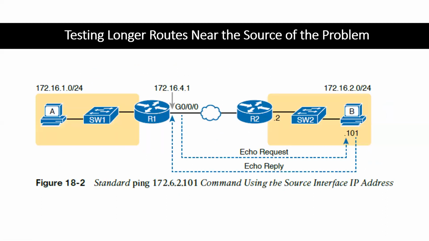And so he's thinking in a certain direction, the flow of traffic: I need to get as close to the problem as possible. If he tests the ping first and it fails, what do you think he can do next? He can go one step back and start at the inside interface of R2 and go from there. This is one strategy, called testing longer routes near the source of the problem, to do a process of elimination of testing reachability.